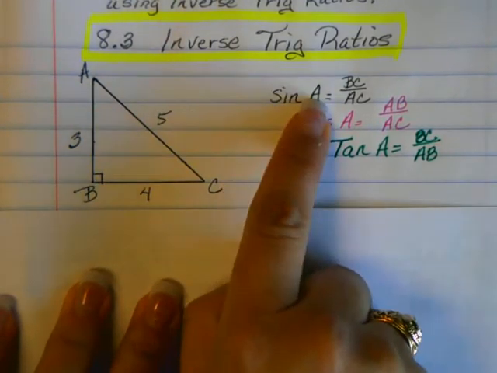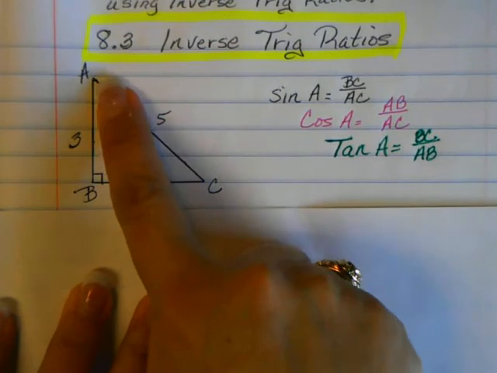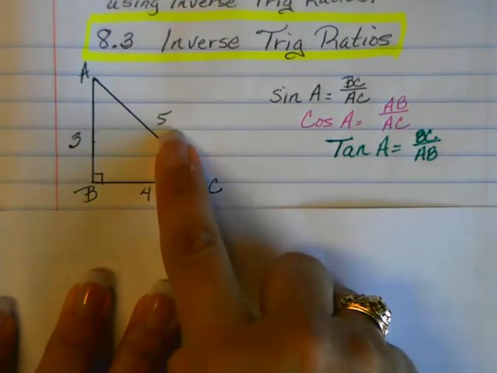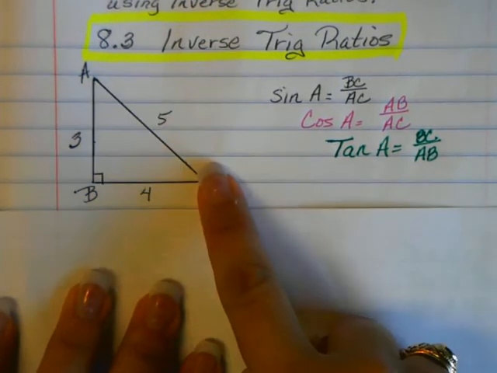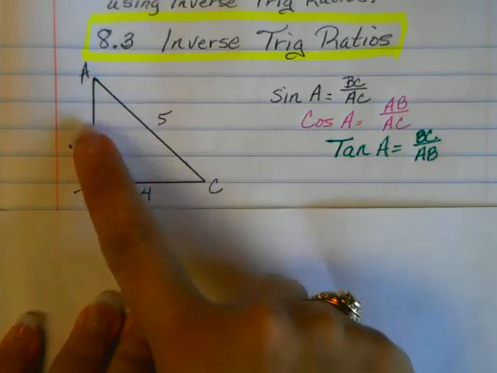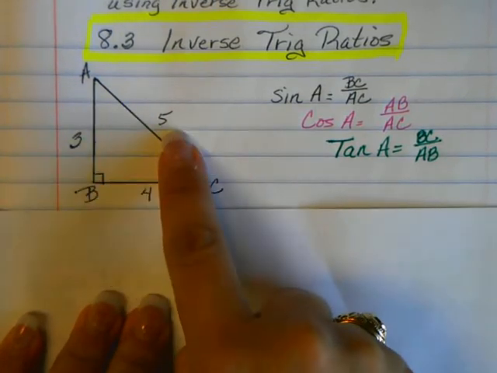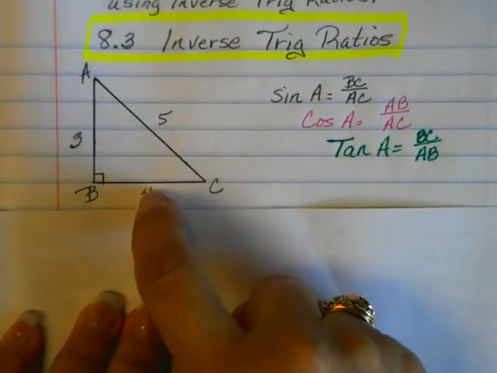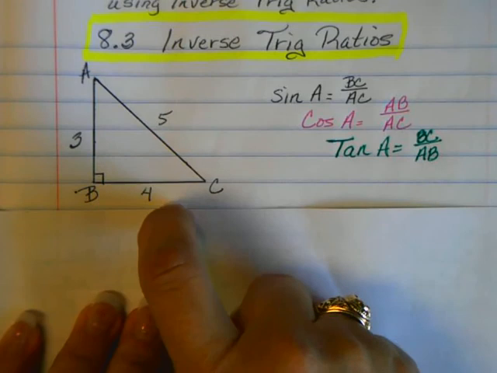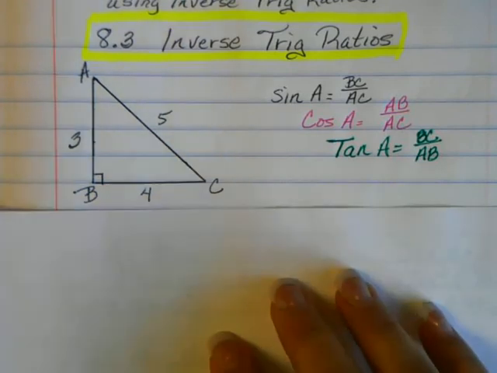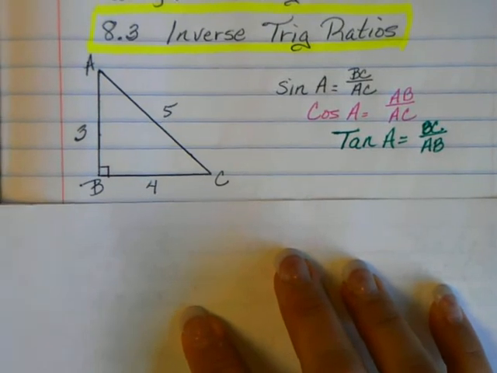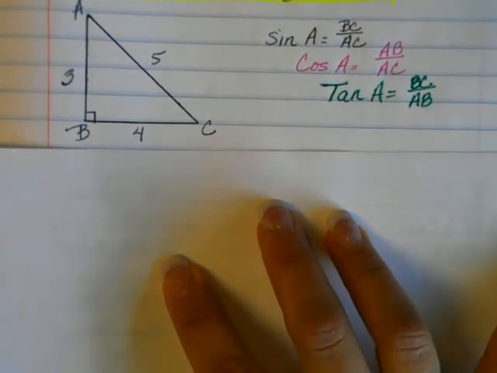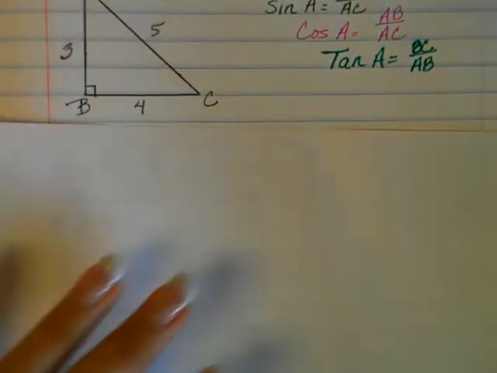Sine of A, remember, gives us which angle is our reference angle. So we have sine of A, which is opposite over hypotenuse, BC over AC. We have cosine of A, which is adjacent over hypotenuse, which is AB over AC. And we have tangent of A, which is the opposite over the adjacent, or BC over AB. When we use our inverse trig ratios, it helps us to find our angles, and we will continue to use the ratios that go with them, all right?